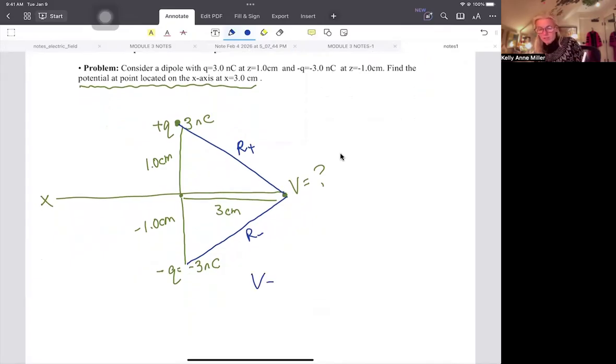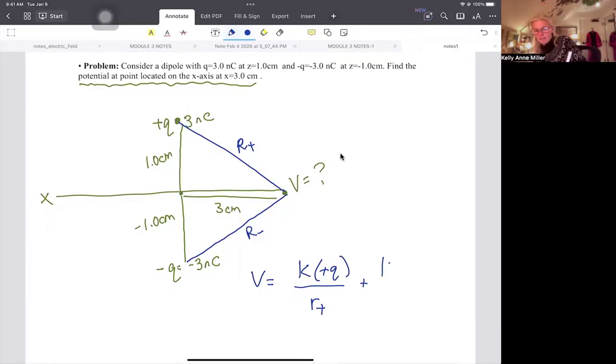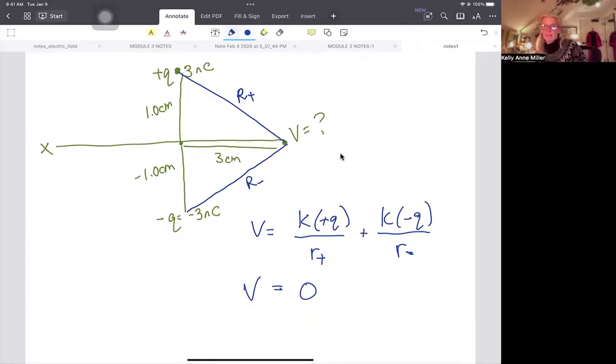So the potential is just going to be K times positive Q divided by that distance, and then I add to that K times negative Q, again divided by that same distance. Because of the symmetry, the potential at that point would be 0. It would cancel out.